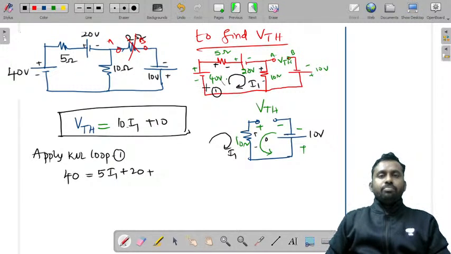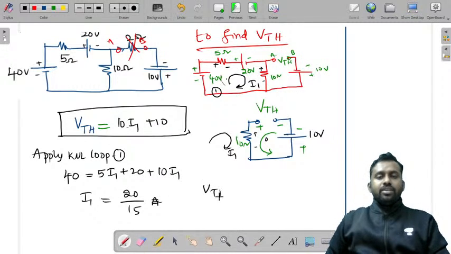So this is minus plus 40, I'm considering voltage rise. This has voltage drop, this also has voltage drop, and this has voltage drop, in the sense this is acting like a sink, I'm assuming it. So this is 10 into I1. From this you can write I1 is equal to 20 by 15. You'll get 20 by 15 amperes.